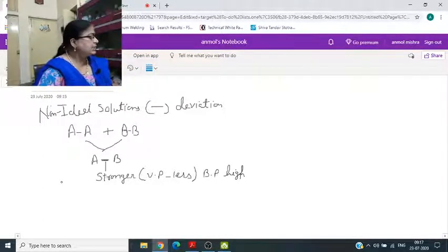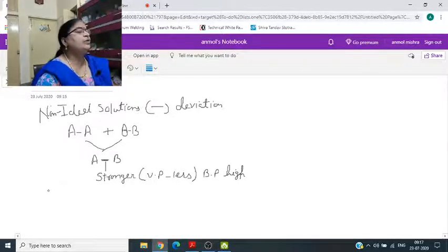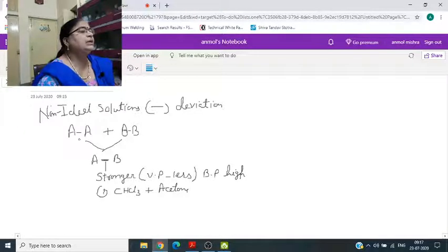The example is a mixture of chloroform and acetone. Once again I will repeat, the force of attraction between the first component we have assumed as A2, so AA and BB. When the new solution AB is formed, this bond will be stronger, so we require more energy, so vapor pressure will be less and boiling point will be high.